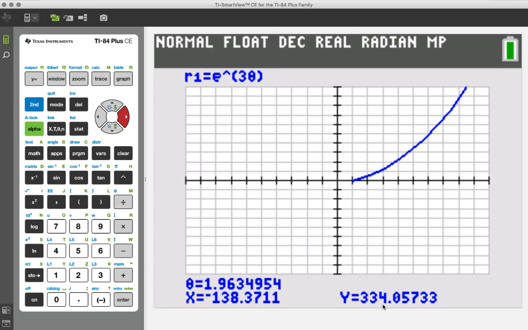Oh, really high up. So we'd have to change our window pretty big to accommodate a large y value such as that when theta is almost 2 radians. But now at least we know what length we're looking for.